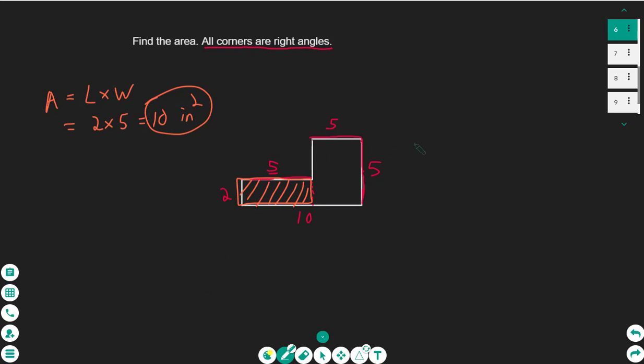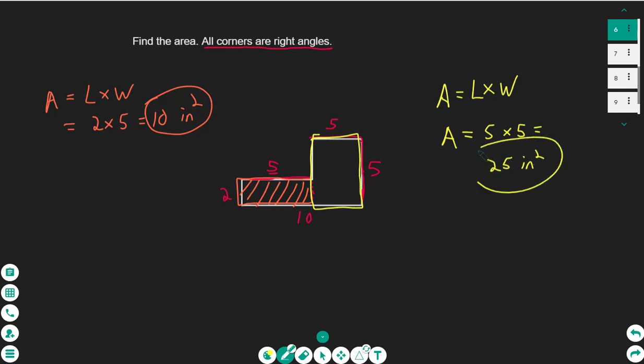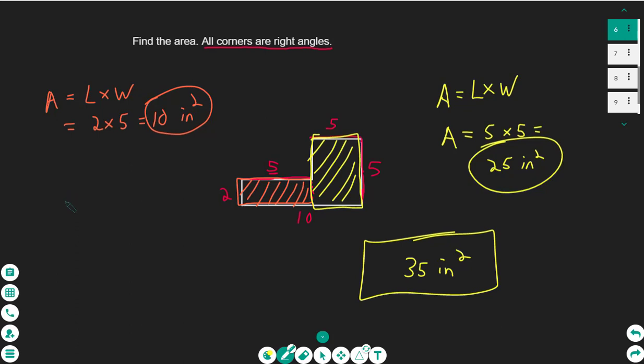Now let's figure out the other section. So here we're going to have area equals length times width, and we're looking at this box, and we know that the length and the width are the same. They're both 5, so that's supposed to be a square. Doesn't look like it though. So the area is equal to 5 times 5, which is equal to 25 inches squared. So now, to compute the area of the whole shape, we just need to add these two together. So 25 inches squared plus 10 inches squared is going to be 35 inches squared. That would be our final answer.